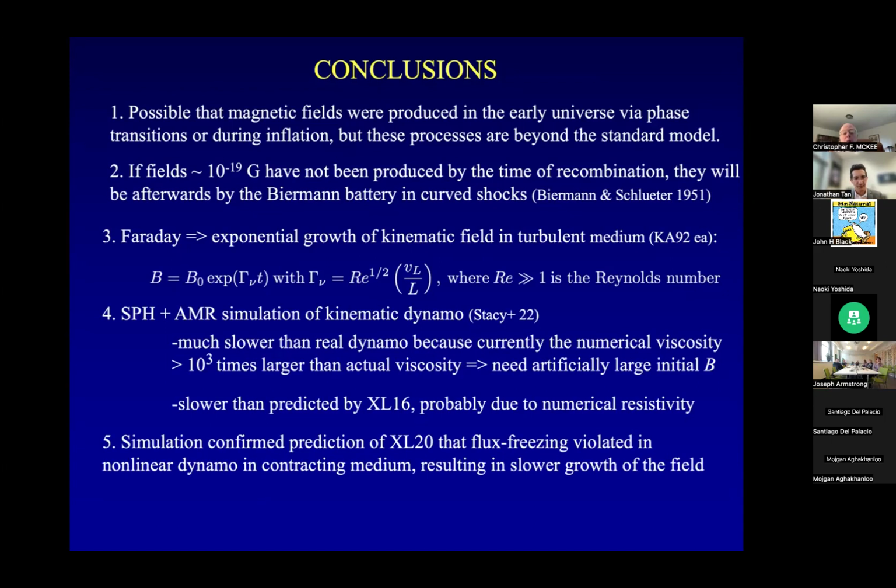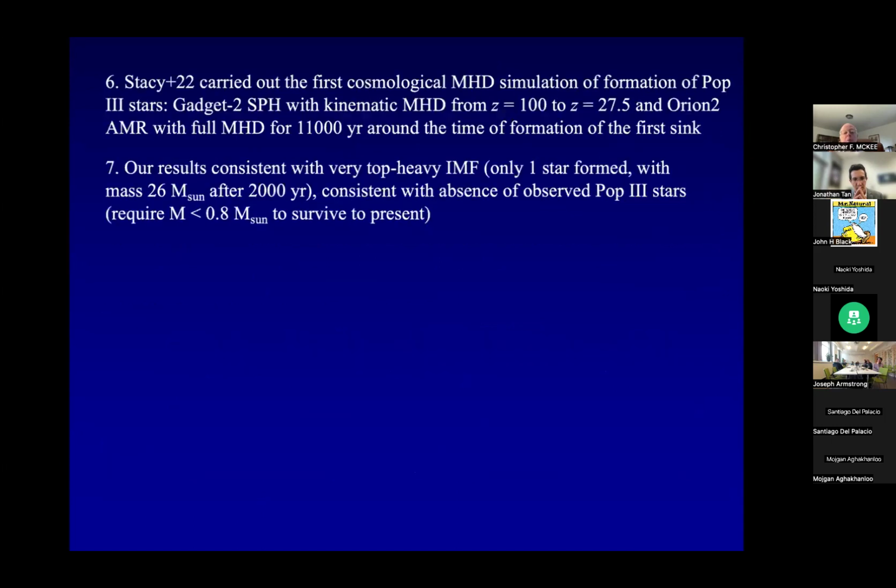So our results for the kinematic dynamo were slower than predicted by Xu and Lazarian, presumably due to the effects of numerical resistivity, which they did not include. Our simulation, however, did confirm their prediction from their 2020 paper that flux freezing is violated in the nonlinear dynamo in a contracting medium, resulting in slower growth of the field.